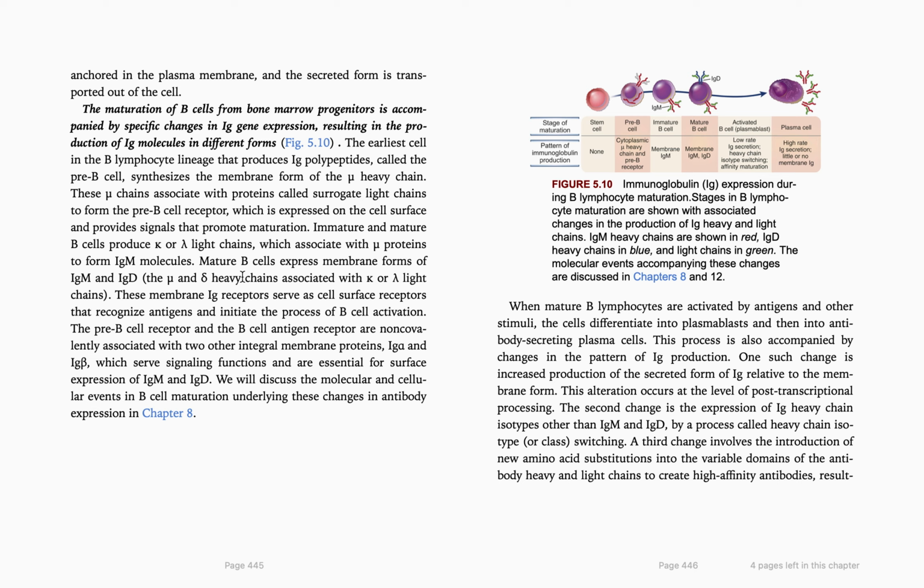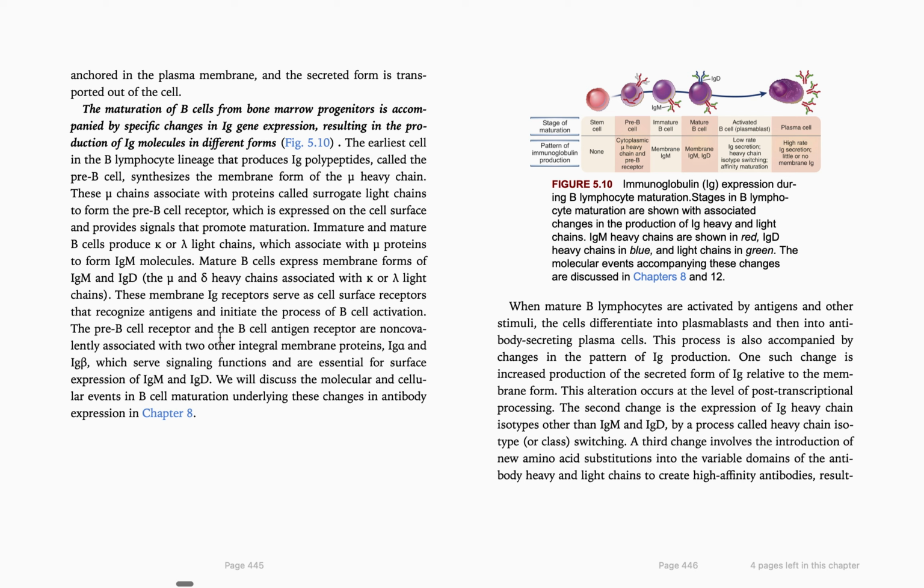Immature and mature B cells produce kappa and lambda light chains, which associate with a mu protein to form the IgM molecule. Mature B cells express the membrane forms of IgM and IgD, the mu and delta heavy chains associated with kappa and lambda light chains. These membrane Ig receptors serve as cell surface receptors that recognize antigen and initiate the process of B cell activation.